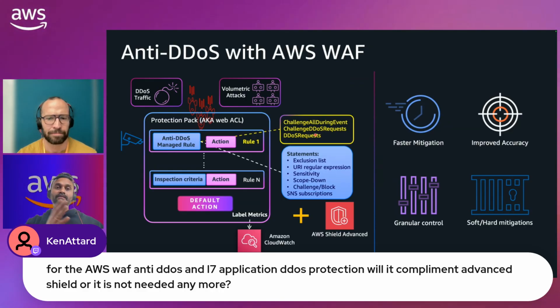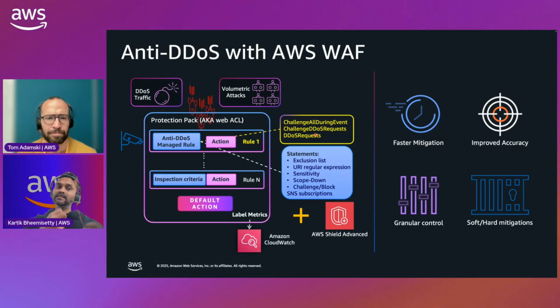Now, on the contrary, if this particular DDoS traffic is one-to-one application specific, you add a protection pack to a particular resource, and then it's going to only analyze that particular resource's traffic. So there are advantages to using Shield Advanced. Our recommendation is to use both.